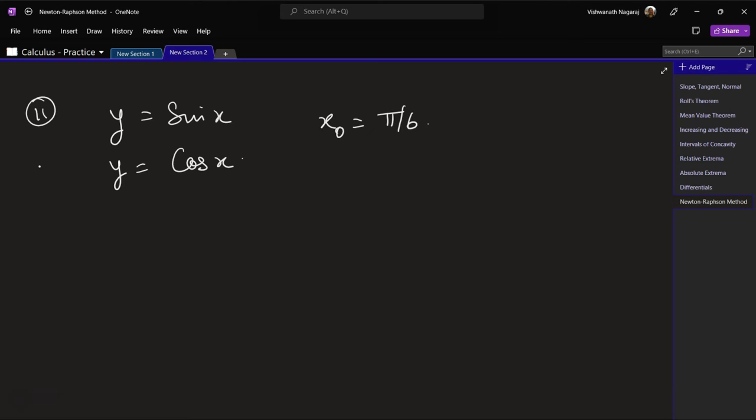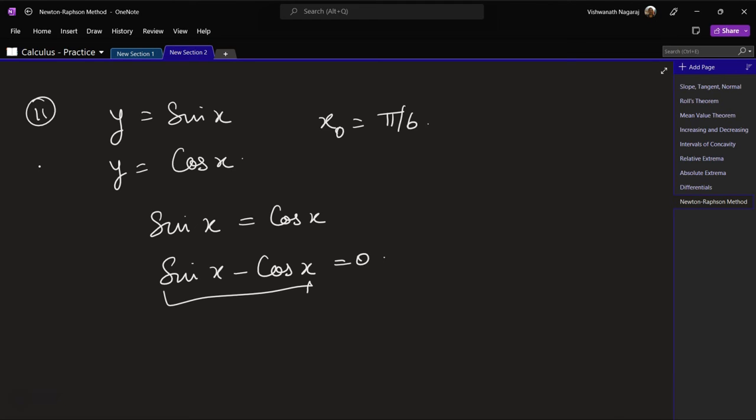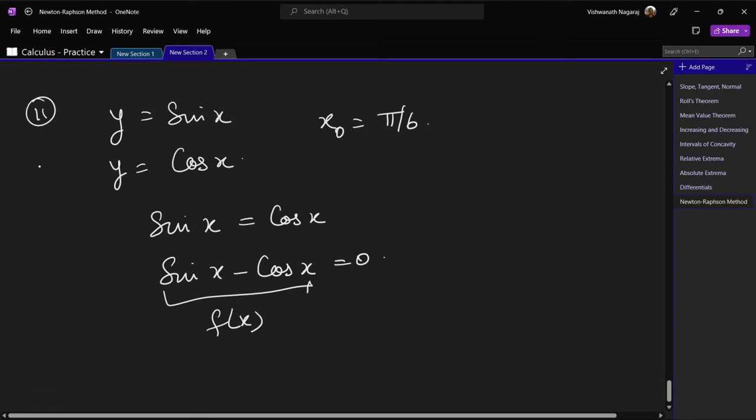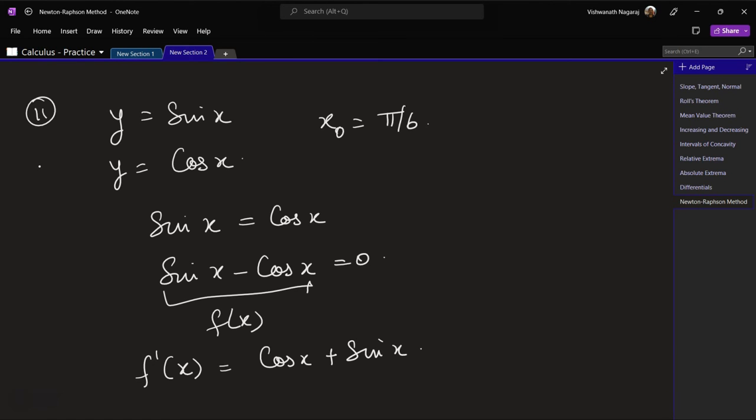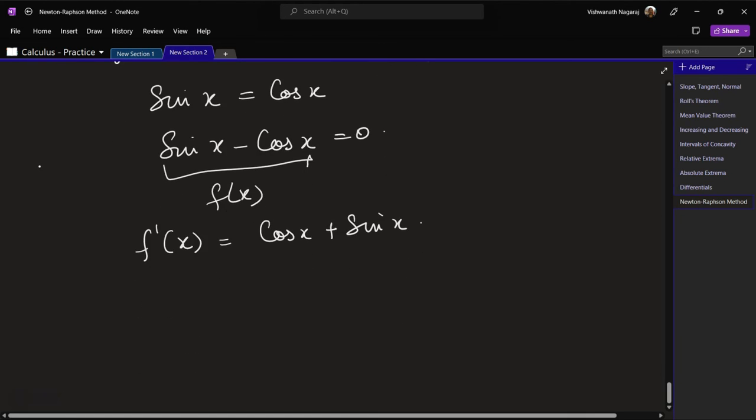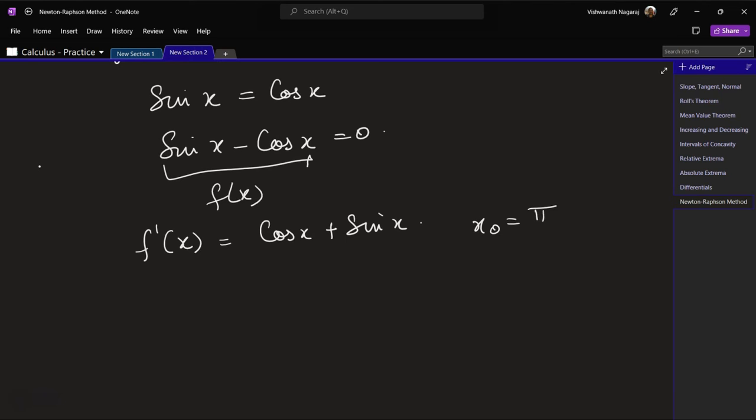Okay. Now, again, if they are intersecting, these two are going to be equal. So that means this can be written as sin x minus cos x equal to 0. Okay. So let this be the f of x. So f prime of x is going to be cos x plus sin x, the derivative of this function. And x naught is equal to pi by 6.